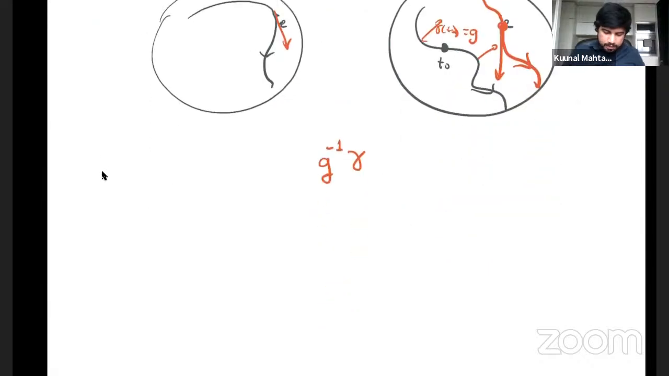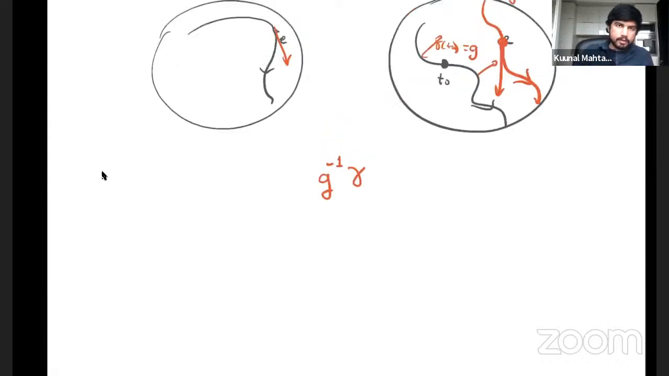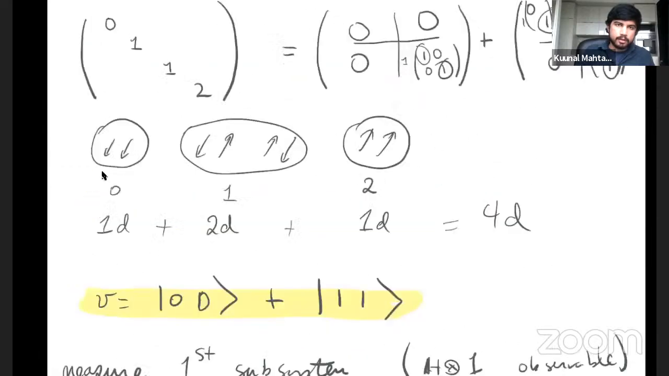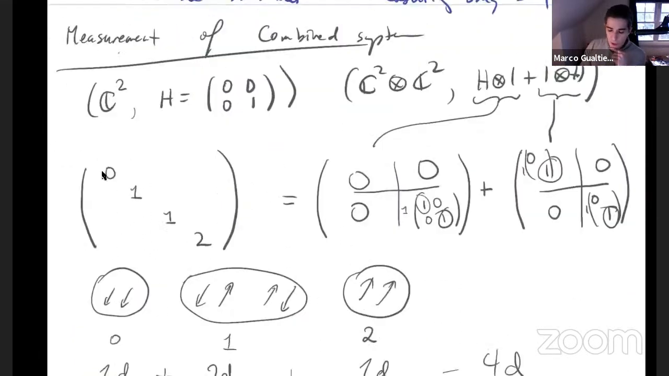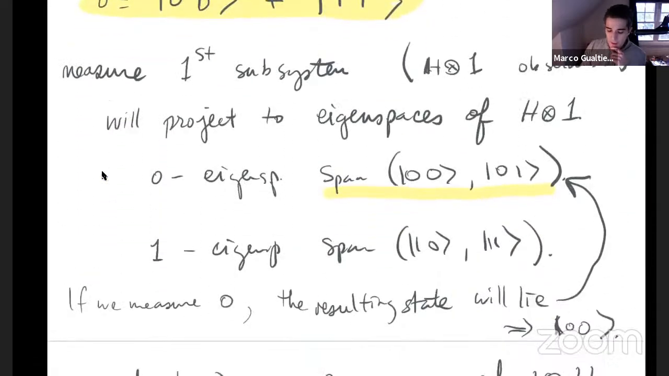Is there another notation for the Kronecker product? Honestly, I would just use the tensor product to denote it. It's just the tensor product.